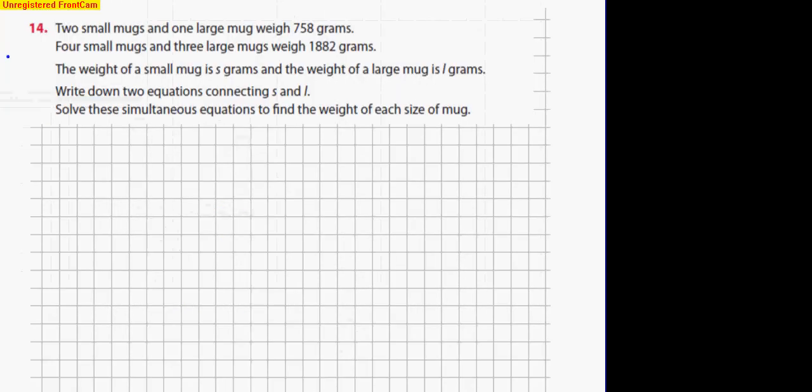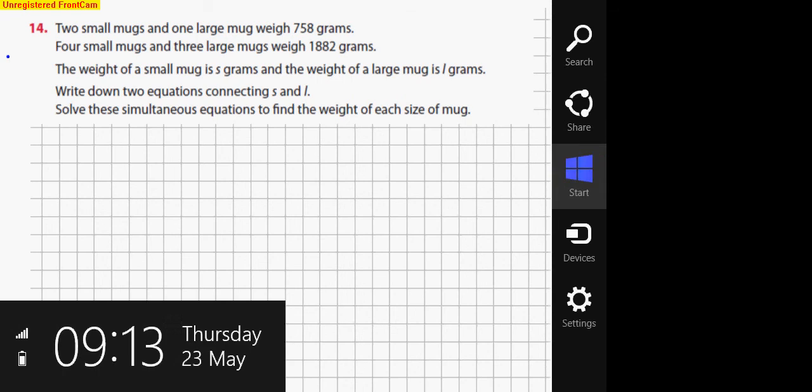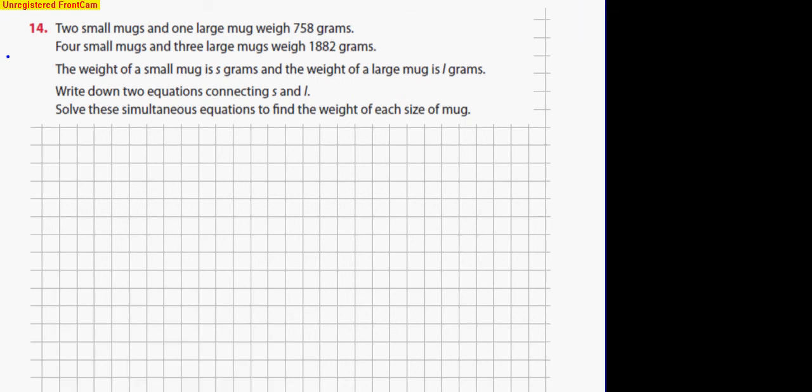Okay, two small mugs and one large mug weigh 758 grams. 4 small mugs and 3 large mugs weigh 1,882 grams. The weight of the small mug is S grams. The weight of the large mug is L grams. Write down two equations which connect S and L.